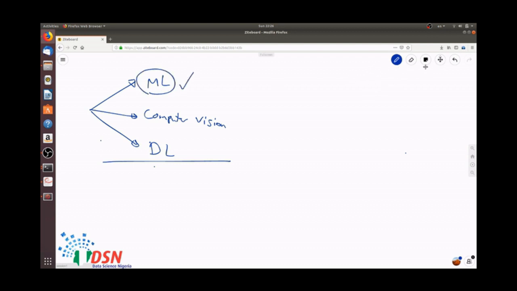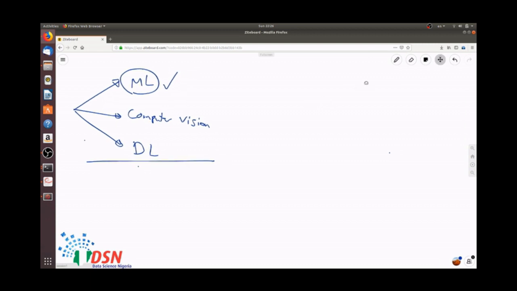The first question is, what is machine learning, which we typically show by ML? Machine learning actually means finding some irregularities and laws in the data in order to take some actions.